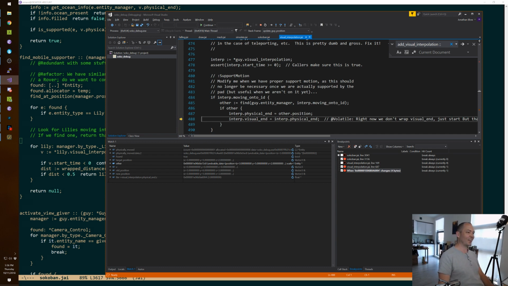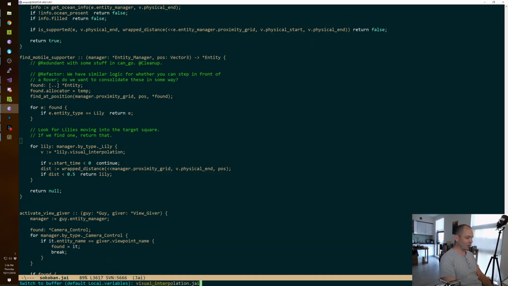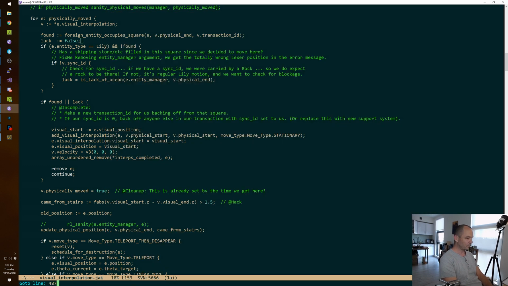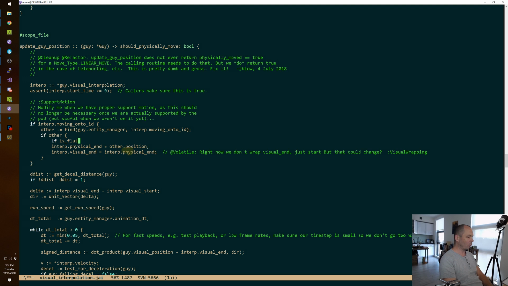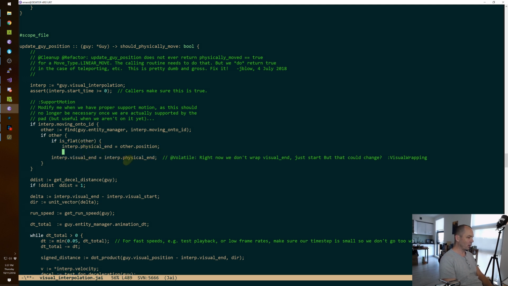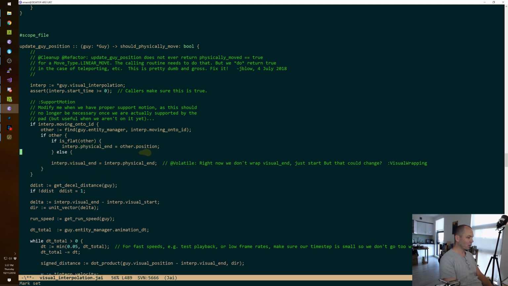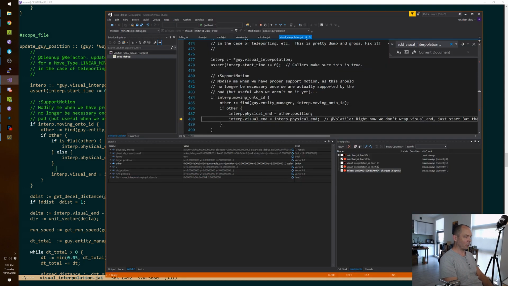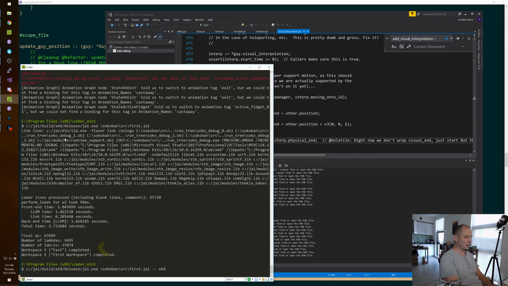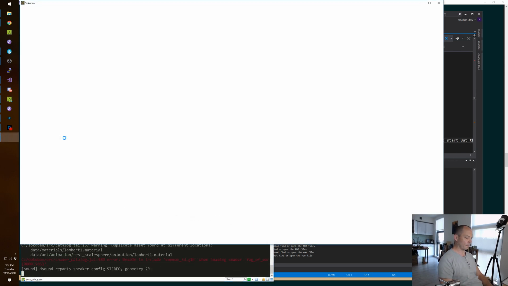So here's what we have to do. It's a very small change. We say if is flat, other than this, else it's one above. That was the problem.